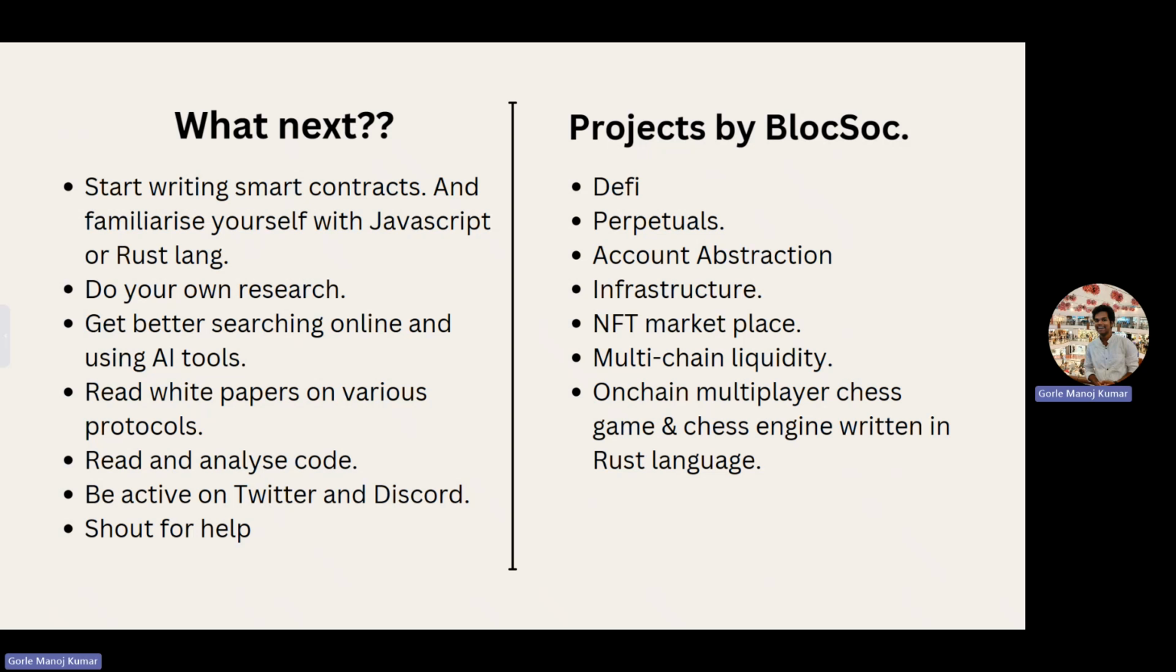Okay, at relevant places. And what projects are we currently doing? BlockSock. Some of our seniors are working on DeFi and perpetuals, and some of us are working on account abstraction, infrastructure, and multi-chain liquidity. Multi-chain liquidity, in the sense I told you: if you want to send data between blockchains, that is interoperability; if we want to transfer assets between different blockchains, that is multi-chain liquidity. Simple. And an on-chain chess game, my most favorite one. And that's what we are doing.